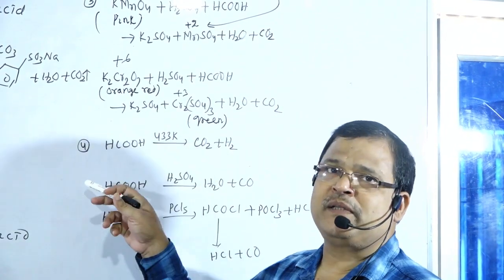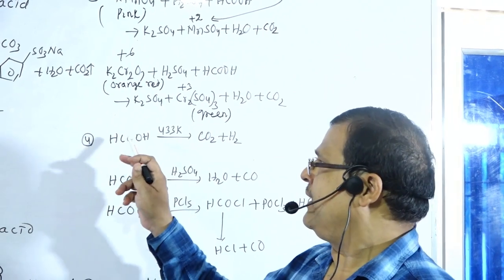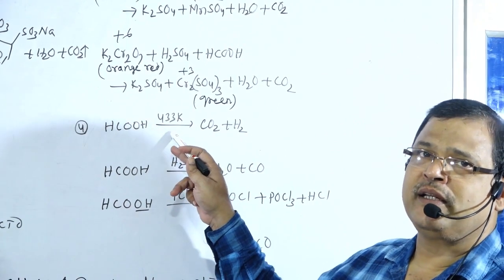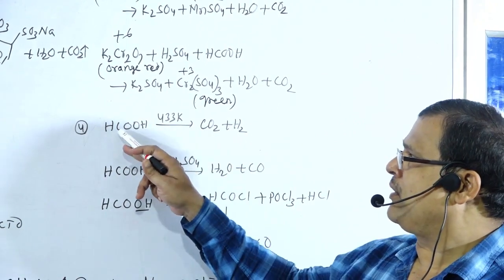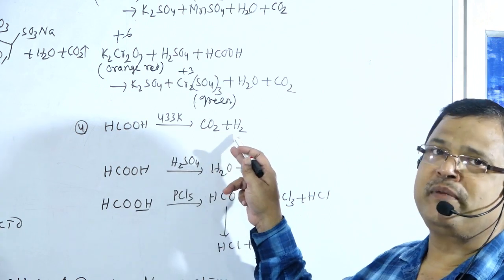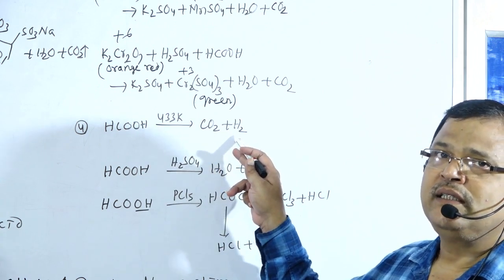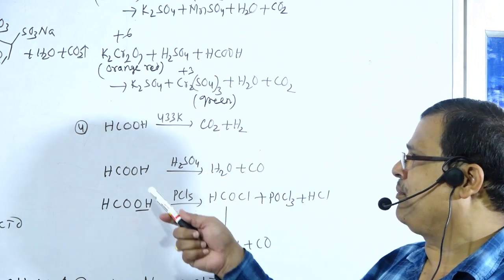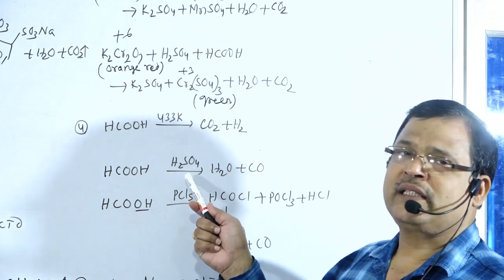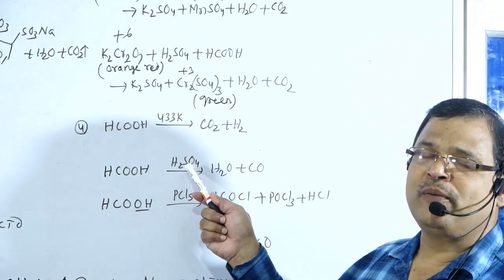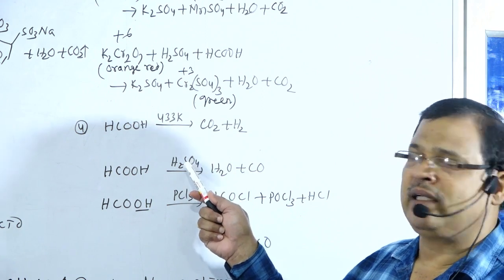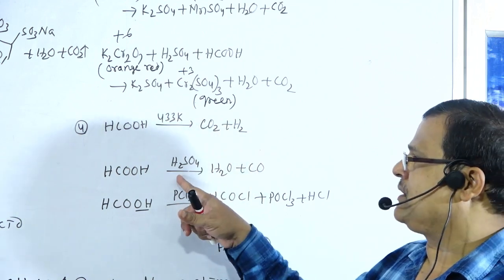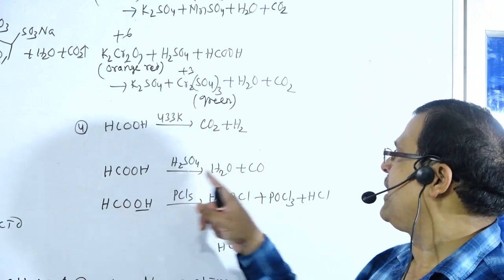Then what are the other specific reactions of formic acid? Whenever formic acid is heated to 433 Kelvin, carbon dioxide gas is released and hydrogen gas is also released. Next one, formic acid treated with H2SO4. We know sulfuric acid is an example of a dehydrating agent, having the ability to release a water molecule from the system. So H2O is released and carbon monoxide is formed.